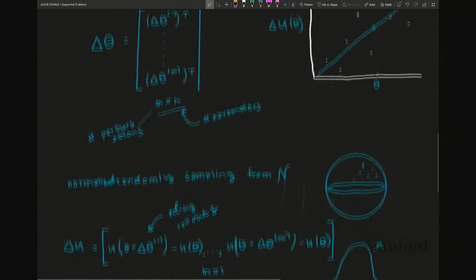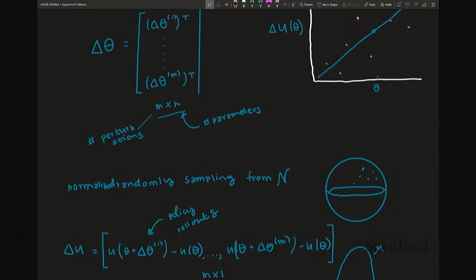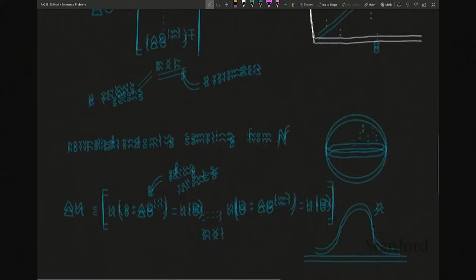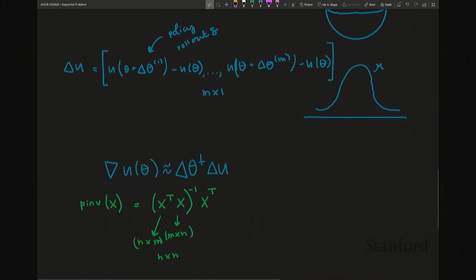And the important thing is just that we have an equal number of perturbations of theta and of u. In the previous one, we just did one for each parameter theta, so that's how we made sure those were the same in that case.